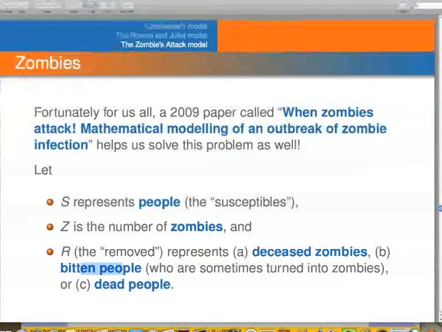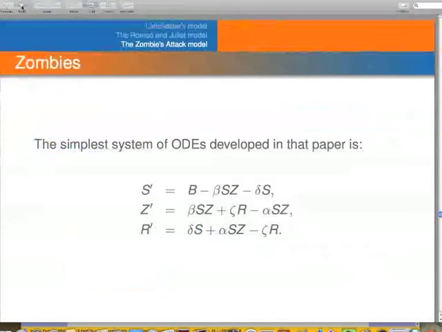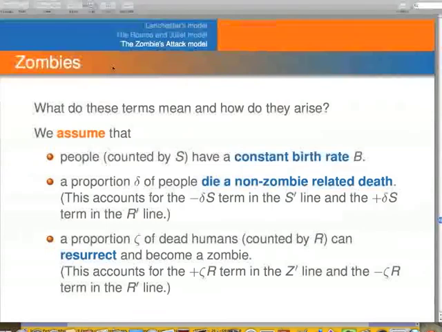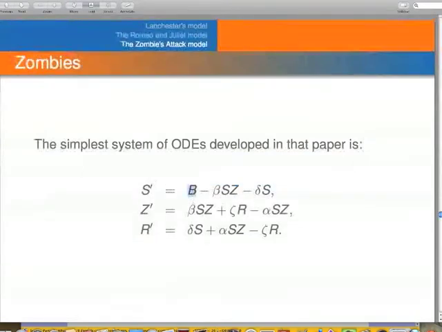So different possibilities there. We have this differential equation that describes how these populations change, and here's how they change. I'll just explain each of those terms. First, we're going to assume that people have a constant birth rate, B. That's this term right here.